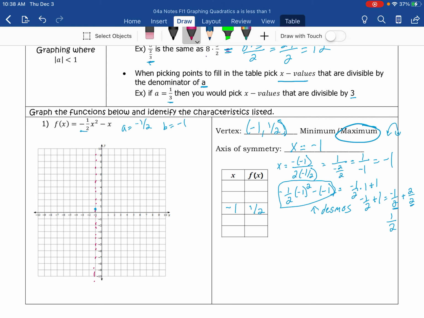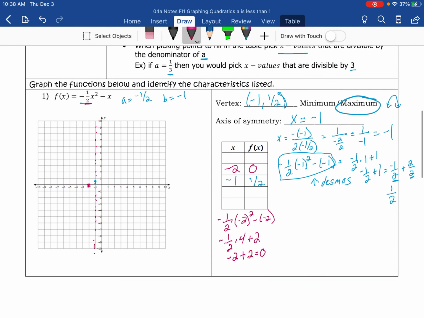Now let's get to picking points in my table. I need to pick a point to the left, and it should be divisible by 2 when I square it. I know -2 squared can be divided by 2, so that's what I'm going to pick. It's going to be 1/2 times -2 squared minus -2. Again, you can put this into Desmos. -1/2 times 4 plus 2, -2 plus 2 is equal to 0. So -2, 0 would be one point on my graph.